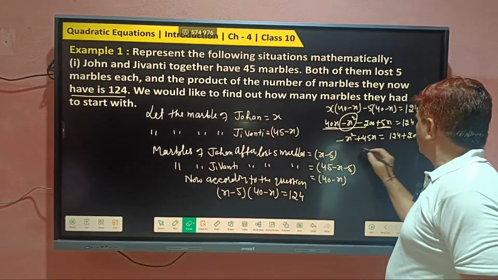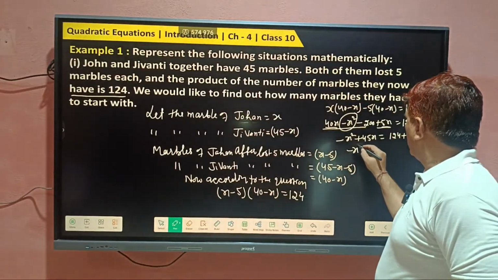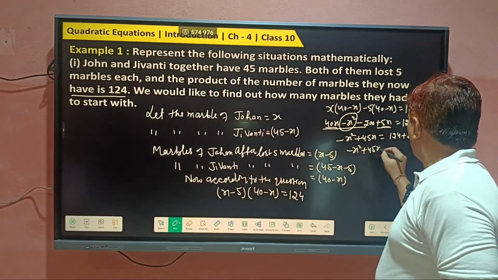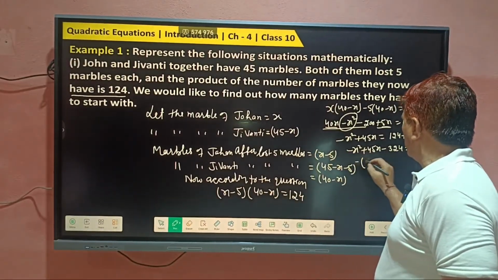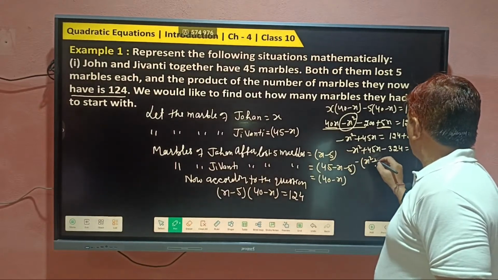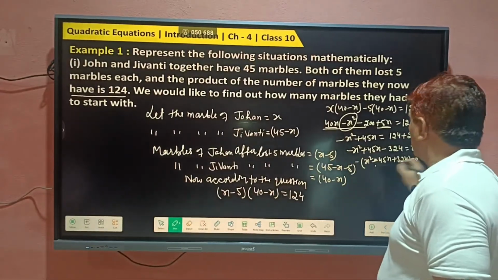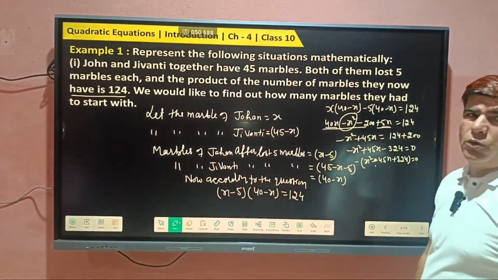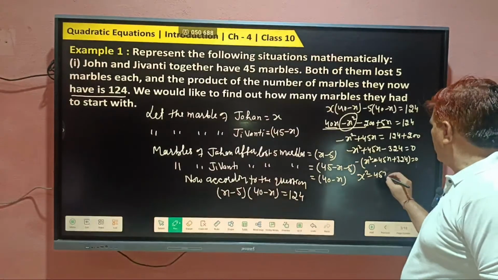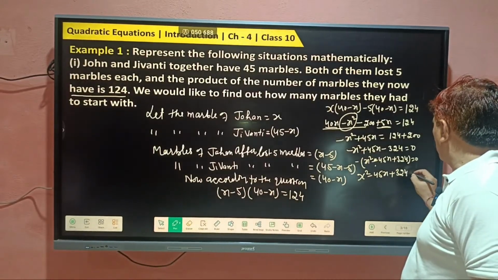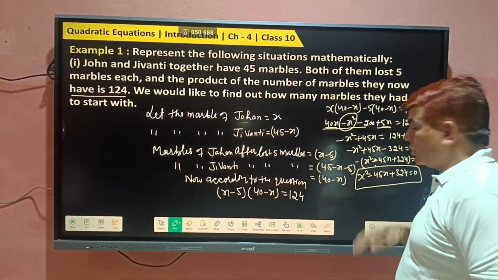So what does this become? Minus X square plus 45X minus the sum of these, 324, equal to 0. Take minus common: X square minus 45X plus 324 equal to 0. Transfer this minus to this side, multiplied with 0, it becomes 0. So it becomes X square minus 45X plus 324 equal to 0, which is what? A quadratic equation. Later on its solution is also given.